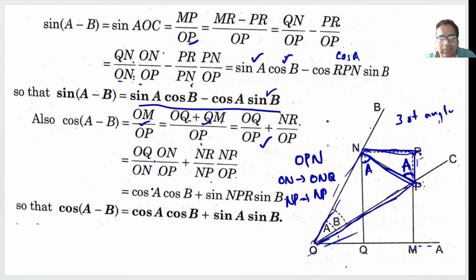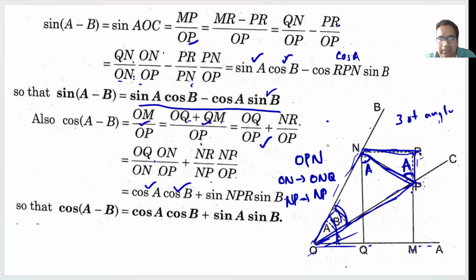Right. Now what is OQ by ON? OQ by ON. Right. This entire angle is A. Right. So this is the adjacent side and this is the hypotenuse. So this is cos A. And what is ON by OP? ON is this and OP is this. So this is angle B. So this is cos B. Right. Adjacent side by hypotenuse. This is cos B. Plus what is NR?